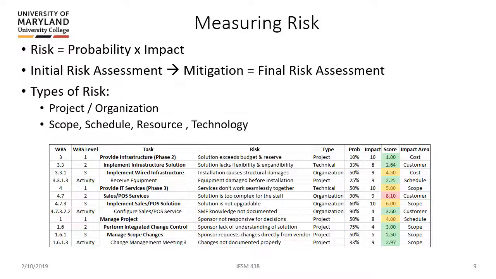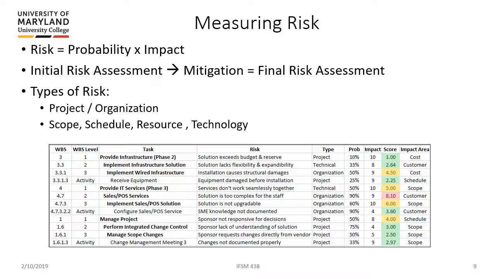You can see from my work breakdown structure where I got them, the level that each falls in, 1, 2, 3, or lower, what the actual task is, and then I went through and determined what a risk could be for that particular task. For provide infrastructure, which we're going to do for Mama's Bakery, a risk could be that the solution we come up with exceeds the budget. It's going to cost too much. The probability in my assessment is low, but the impact, if it happens, is high. So probability times impact gives you a score.